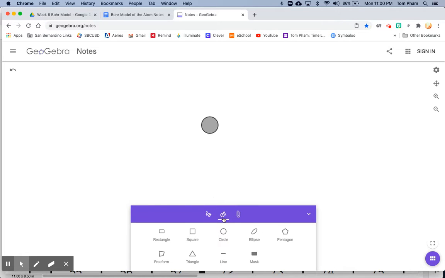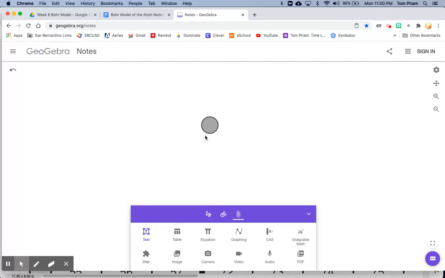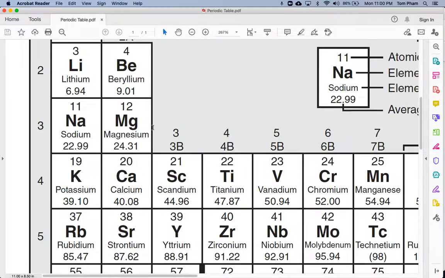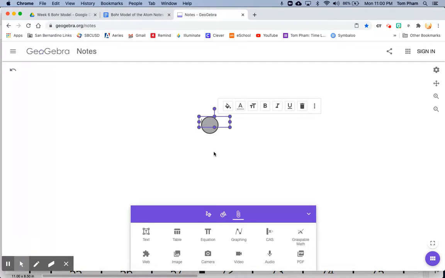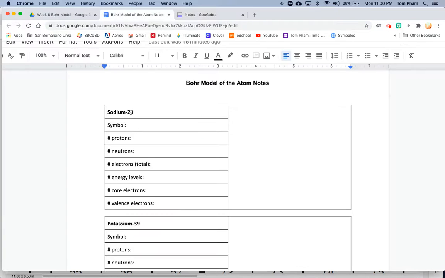So we're going to add a text box by going to this paperclip right here, and we're going to hit text box. And then let's put a text box right over our nucleus. I know that based on the atomic number 11, sodium would have 11 protons. So let's go ahead and write 11p for 11 protons. And the atom is sodium-23, and this is the mass.